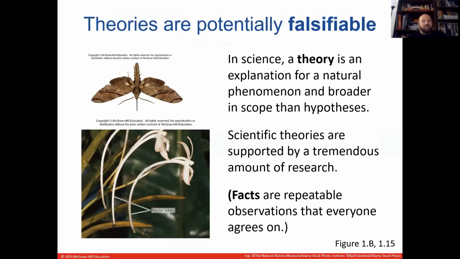Again, in science, a theory is an explanation for a natural phenomenon in a broader scope than a hypothesis. So remember, hypotheses are super specific. A theory is much more broad, covering, say, entire classes of organisms versus one animal in a very specific population. Scientific theories are supported by tremendous amounts of research, and facts are repeatable observations that everybody can agree on. So just some things to keep in mind here. I would especially focus, if you want to study well, on these bolded words, because that will probably help you study.